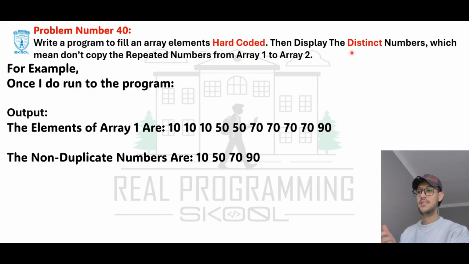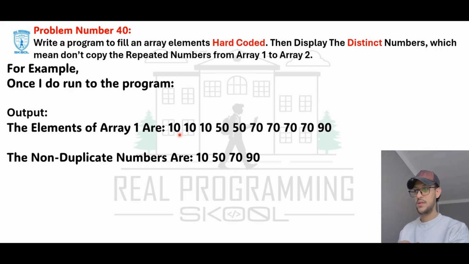Then display the distinct numbers, which means don't copy the repeated numbers from array 1 to array 2. Unlike the previous lessons, where we copied numbers from array 1 to array 2, this time we don't want to copy the repeated numbers. For example, once the user runs the program, the output should be like this. The elements of array 1 are 10, 10, 10, 50, 50, 70, 70, 70, and 90. We have duplicate numbers, so the compiler prints for us this string: the non-duplicate numbers are 10, 50, 70, and 90.